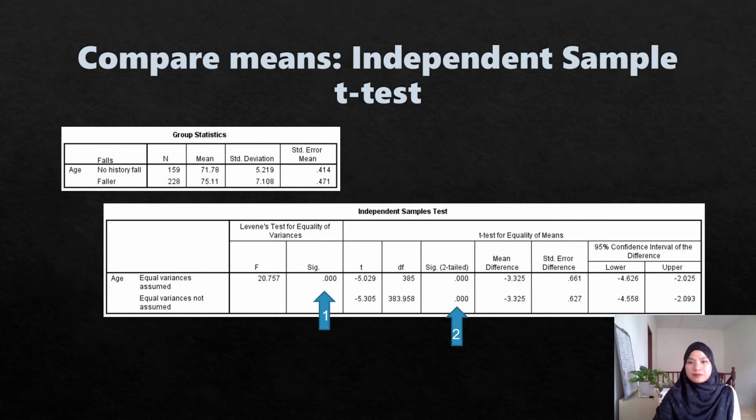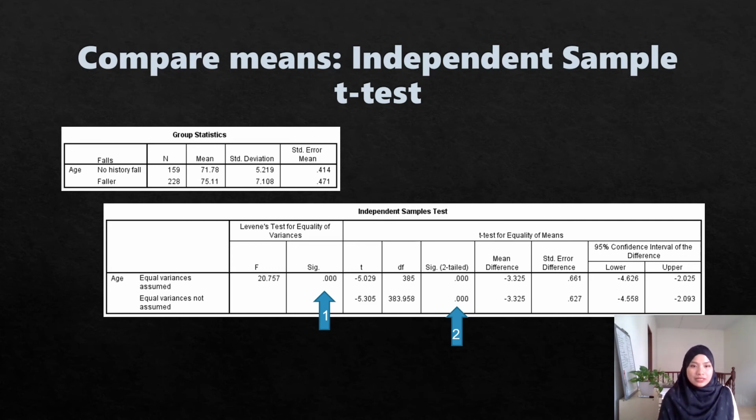Okay, so this is the output of the independent sample t-test. Usually they provide you the group statistics for mean and standard deviation. So the first table is actually important for us to get the information to be put on the table.